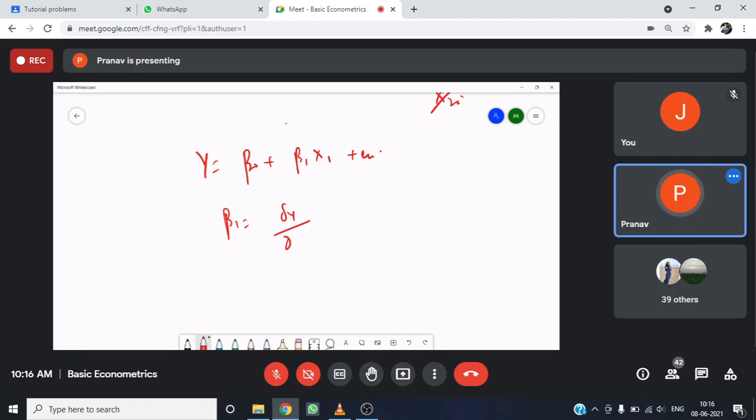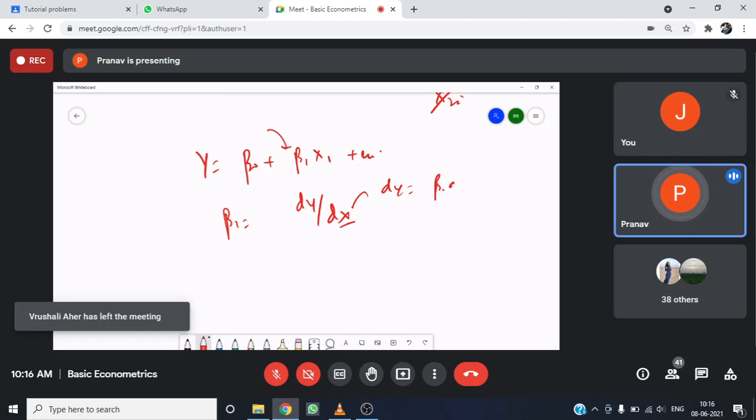Delta y upon delta x is the same, so let me just use dy upon dx. That's how this beta 1 is. That is, for a given unit change in x, how y changes. So dy will be your beta 1 times dx.